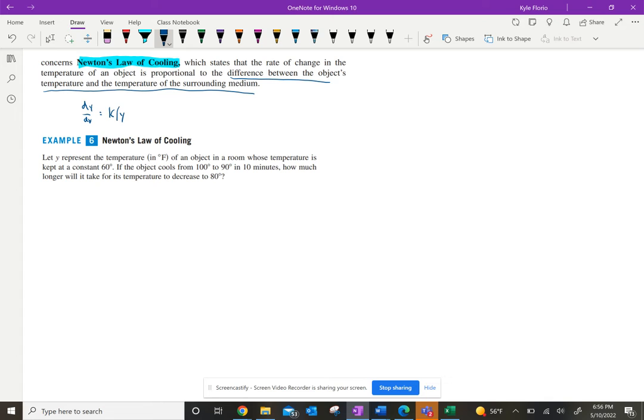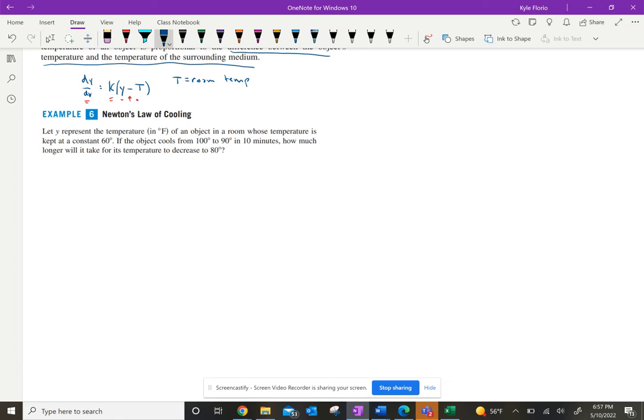the surrounding medium. So it's proportional to the difference between y and, I'm going to call it capital T for room temperature. So this is going to be a slightly different solution when we solve the differential equation. We're going to look at that in example 6. But the idea is the rate of change is proportional to the difference between, let y be the object's temperature, and the room temperature.